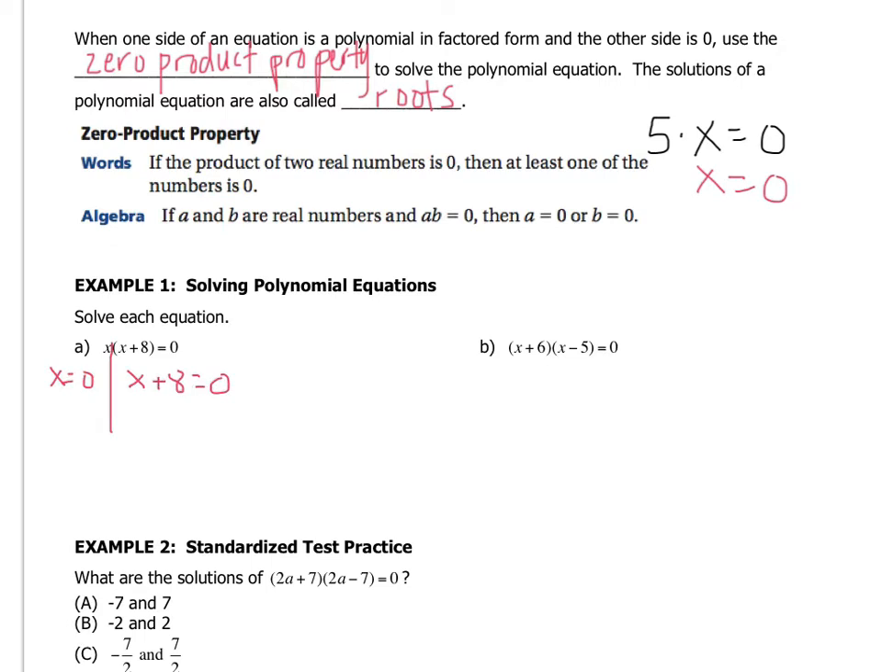So again, what I've said is that in order for these two pieces, these two parts, to be multiplied together and equal 0, either this is true or this is true. So if the left side of the line is true, then x is 0, right? Duh. If the right side of the line is true, then x would be negative 8. Now again, we don't know which one it is, so we're going to say x is 0 or x is negative 8, but one of those numbers has to be the value of x in order for it to be true.